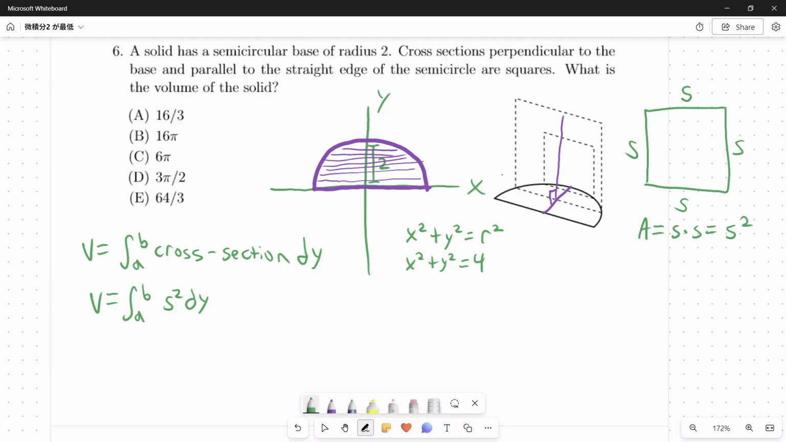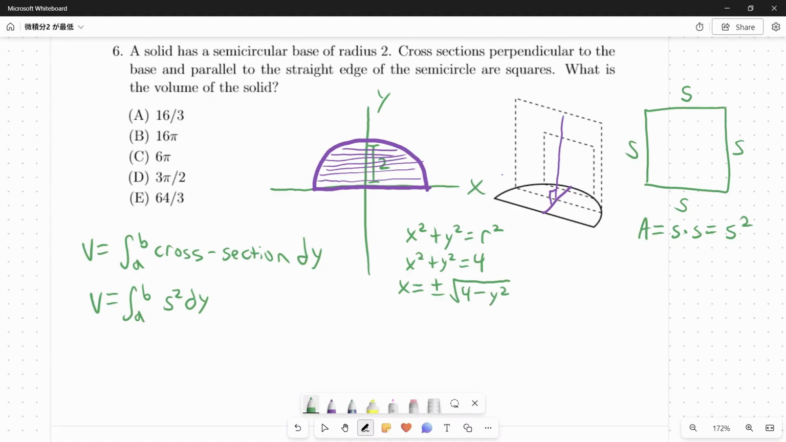And then the next thing we have to do is, since our integral is going to be with respect to y, we're going to have to turn this function into something where x is isolated. And so when you do that, you'd end up with x is going to be equal to plus or minus the square root of 4 minus y squared.